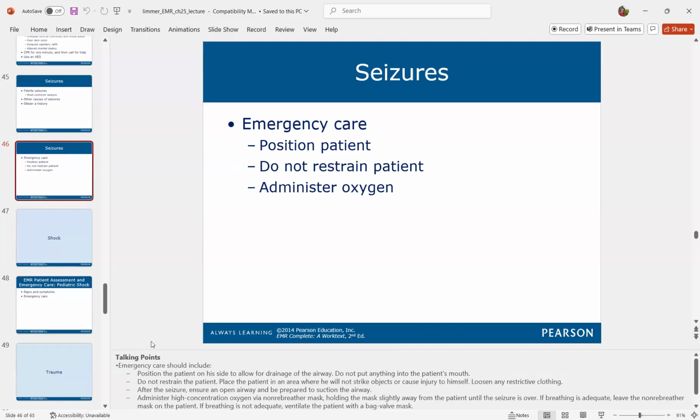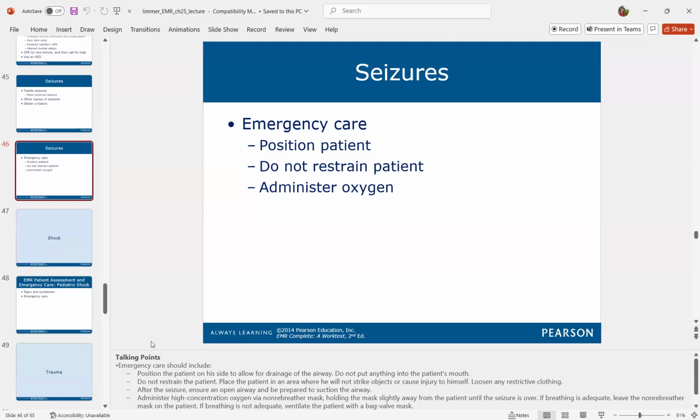So position the patient on their side to allow for drainage, and let them have their seizure. Protect around them, same thing we would do for an adult. When they're done, position them on their side for drainage of the airway. Don't put anything in their mouth. Don't restrain them. Place them in an area where they're not going to strike an object or injure themselves. Loosen any clothing that's tight.